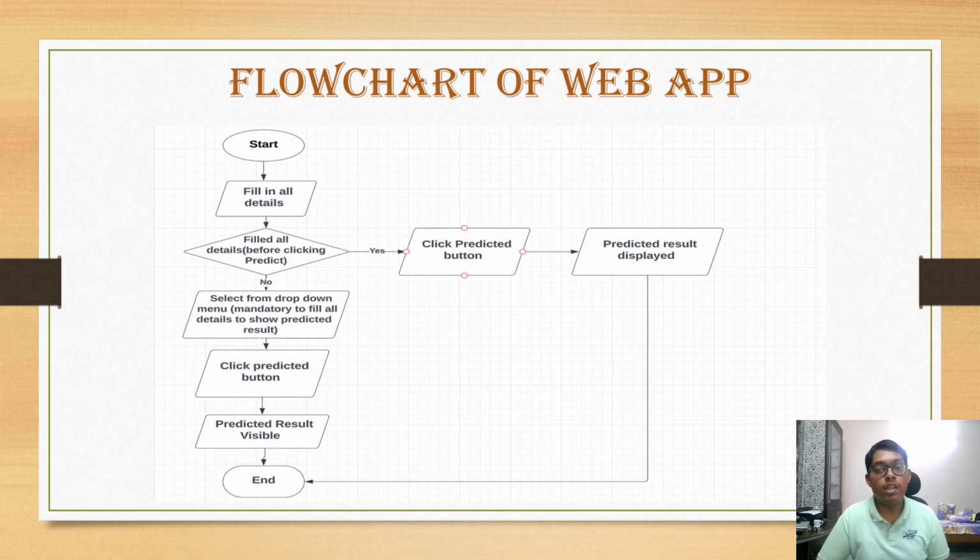So this is the flowchart of the web app. We can fill in the details before clicking the predict button. Then we can predict the result, which will be displayed. If not, you can select from the drop-down menu. Then we fill in the mandatory details, click the predict button, and then we get the predicted result value.